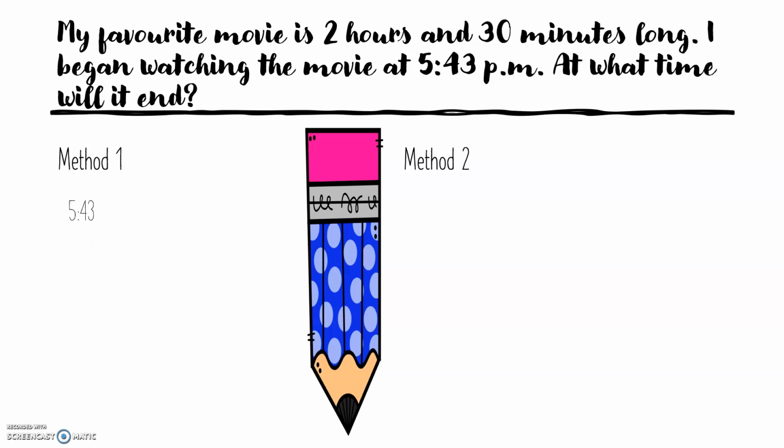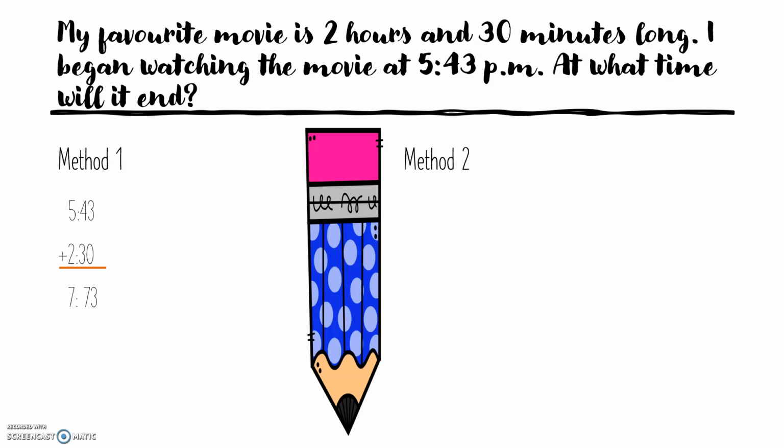So let's set up my addition. I'm going to start with the initial time, 5:43, and I'm going to add to that 2 hours and 30 minutes. So I have my addition all set up. I remember what I said to you. You add the minutes with the minutes and then the hours with the hours. Always remember that. So we're going to go ahead and add 43 plus 30 is going to be 73. And then 5 plus 2 is going to be 7.